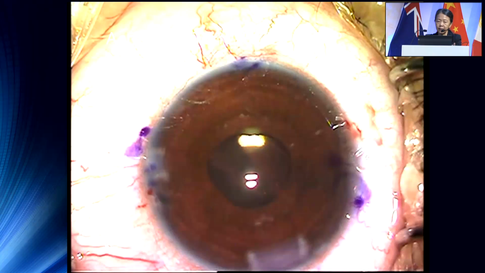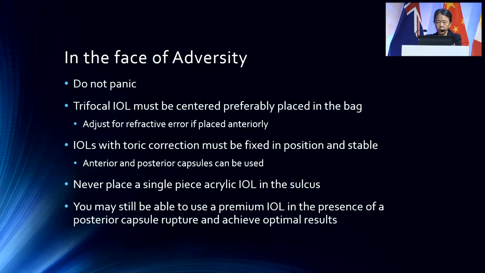To fixate these lenses, you don't want the toric lens to shift out of the bag, right? You can really lock it in with the posterior capsule. So in the face of adversity, do not panic. The trifocal IOL must be centered perfectly, preferably placed in the bag.